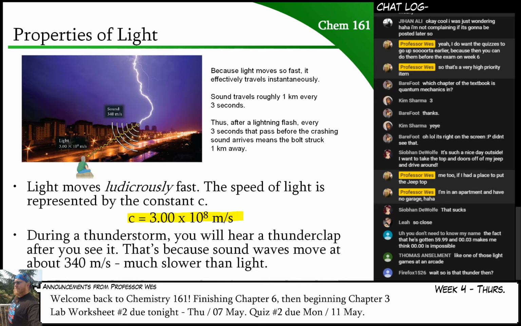Thunder is the sound that you hear. Lightning is the flash of light and the electrical conduct that occurs between the cloud and the ground. Just in case you didn't know that.